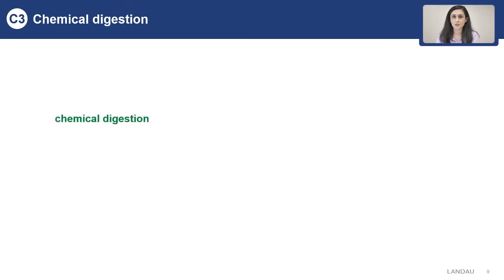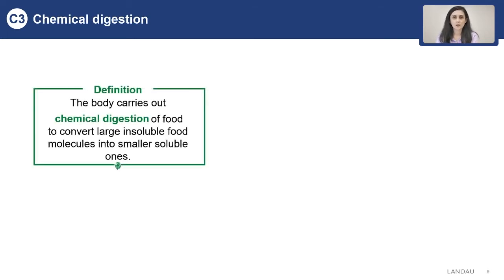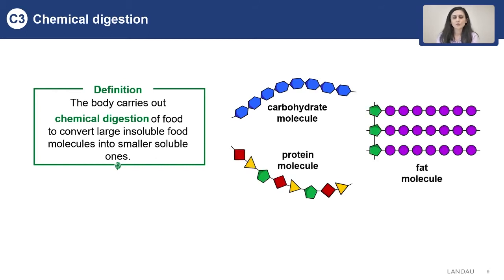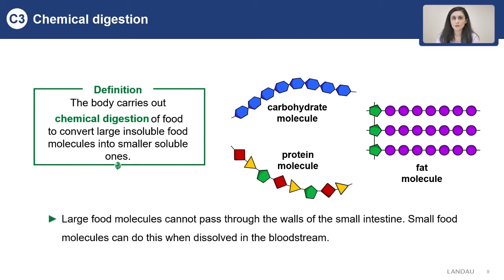Let's define chemical digestion. Chemical digestion is carried out to break down large insoluble food molecules to small soluble ones. Large insoluble food molecules are the following ones: carbohydrate, protein, and fat molecules. But why is it important to break down food chemically? Because these three types of molecules are very big and they cannot be absorbed into your bloodstream in the wall of the small intestine. Therefore, we use enzymes to break these large molecules into smaller molecules so they can be absorbed and carried in the blood to your body cells.